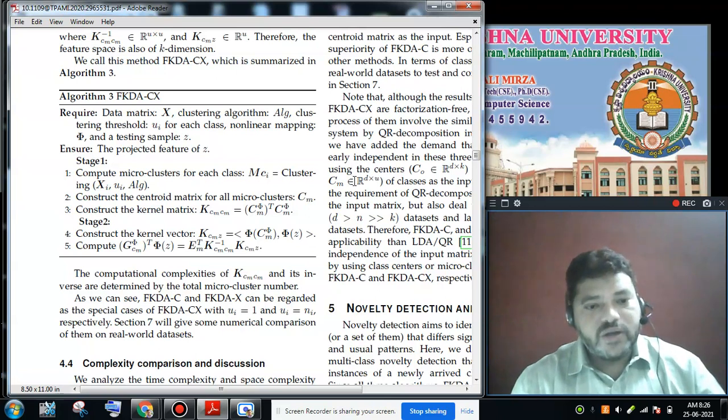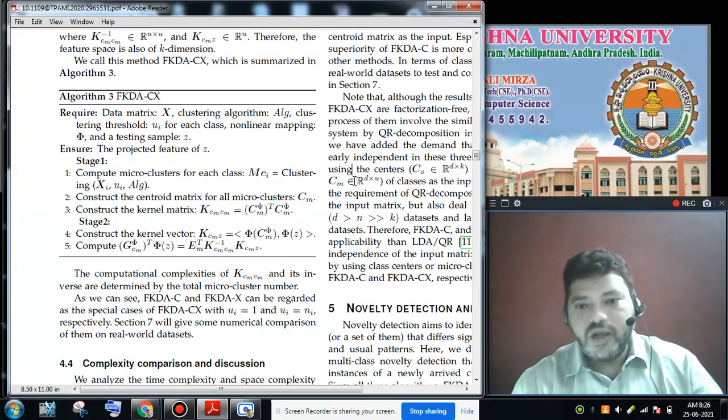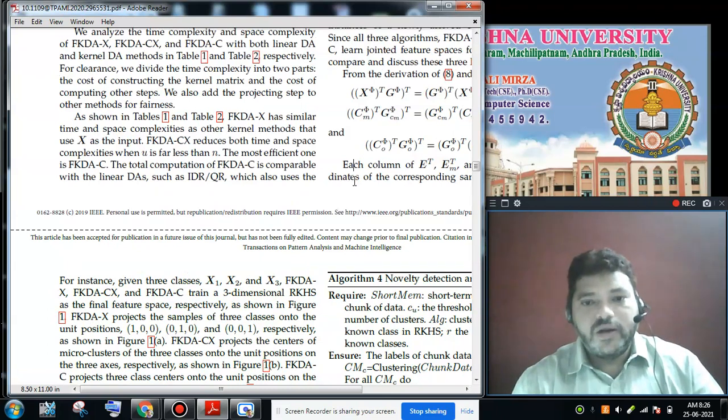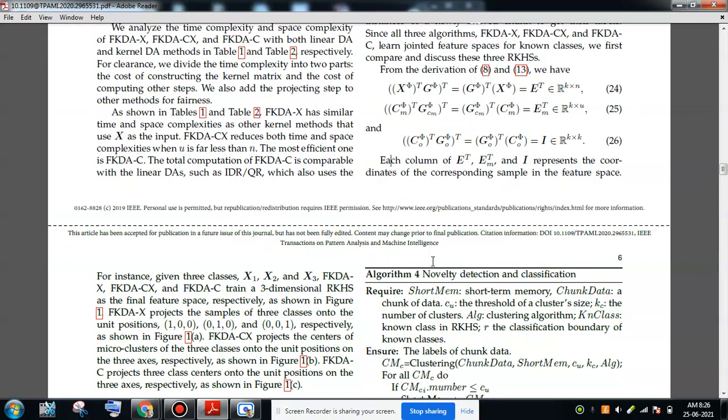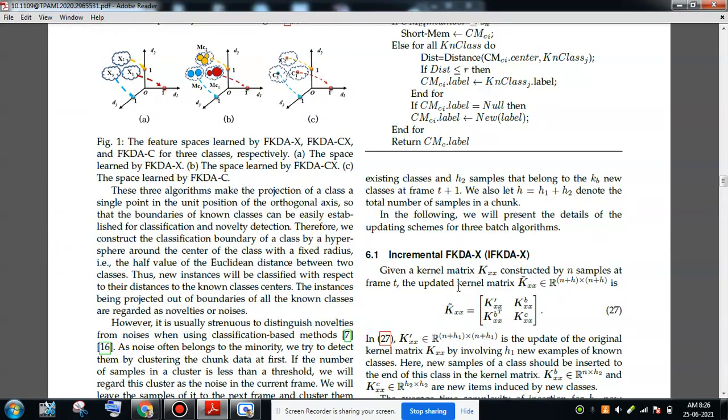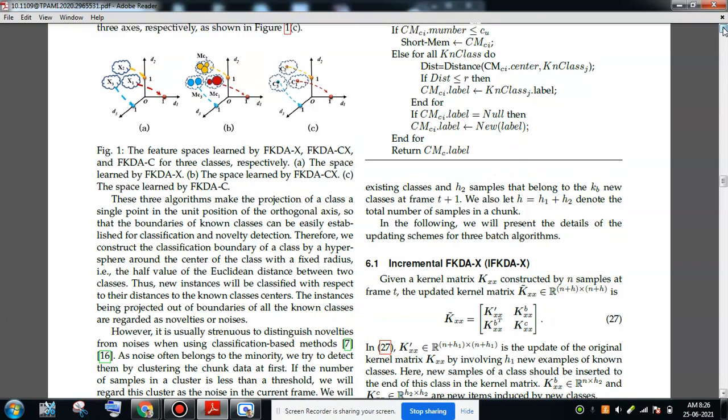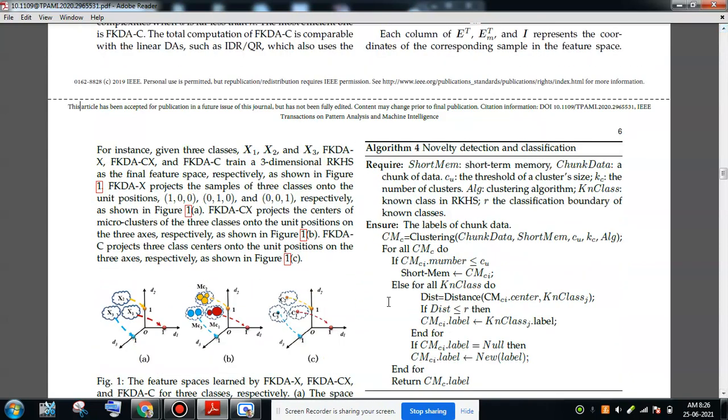So complexity comparison is also discussed here, and novelty detection is done by using algorithm number 4, which has the view regarding novelty detection and classification. The first three are the main concepts here. Once again, recalling, FKDAX is the first proposal, then FKDACX, and FKDAC. FKDAX uses factorization-free kernel discriminative analysis, and FKDACX.